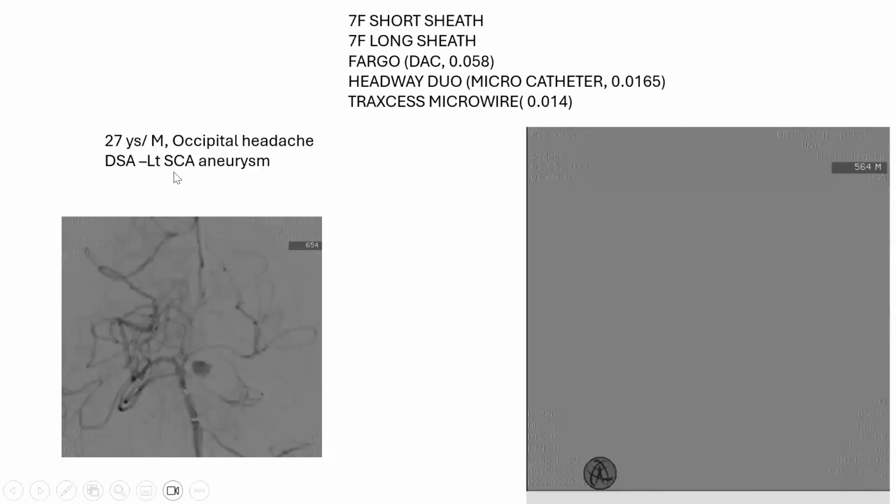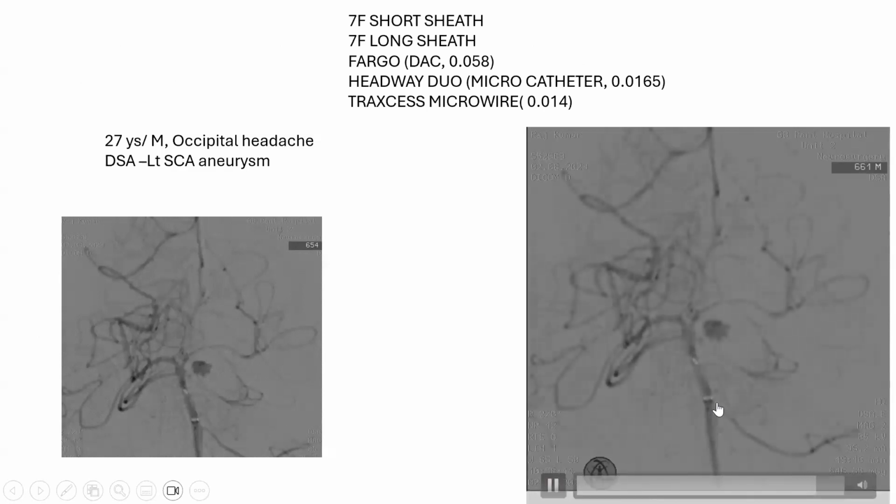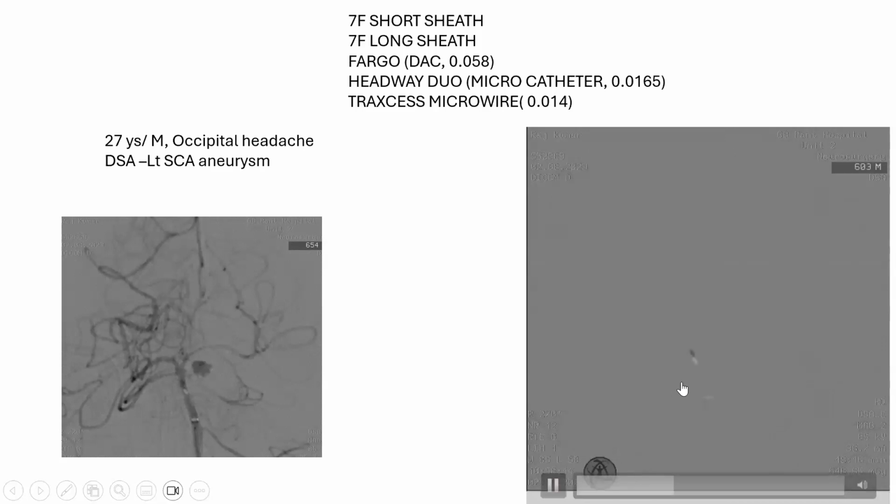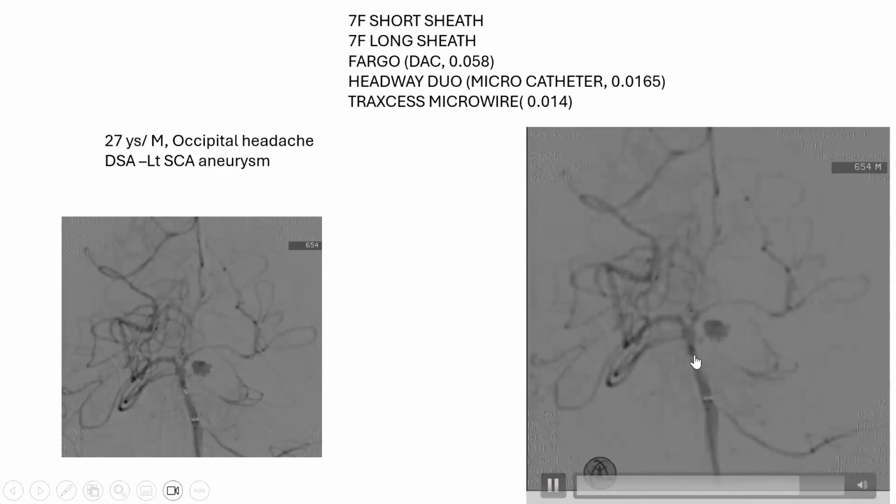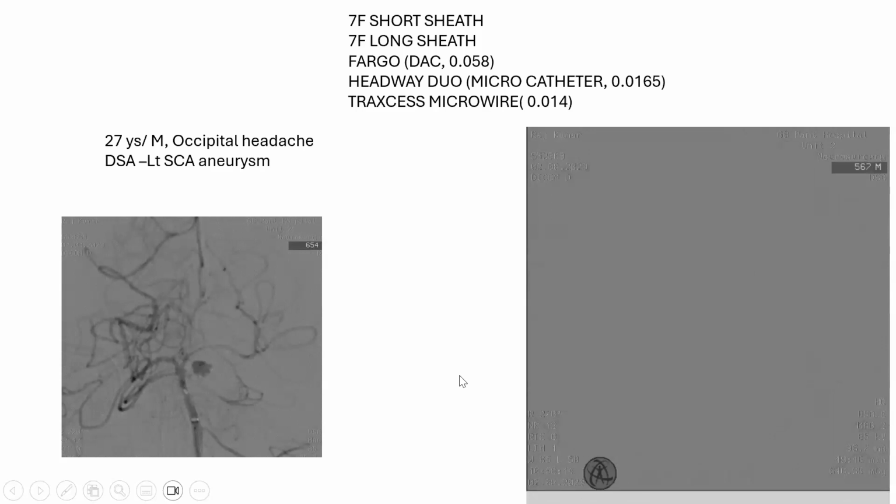Another case, a 27-year-old male who presented with occipital headache and this left SCA aneurysm. You need to understand the hardware for this distal kind of aneurysm. Take the distal access catheter, which is now available, and you can take these catheters right into the basilar artery. This catheter is in the basilar artery, and you are seeing this aneurysm is again of very different morphology, irregular shape.